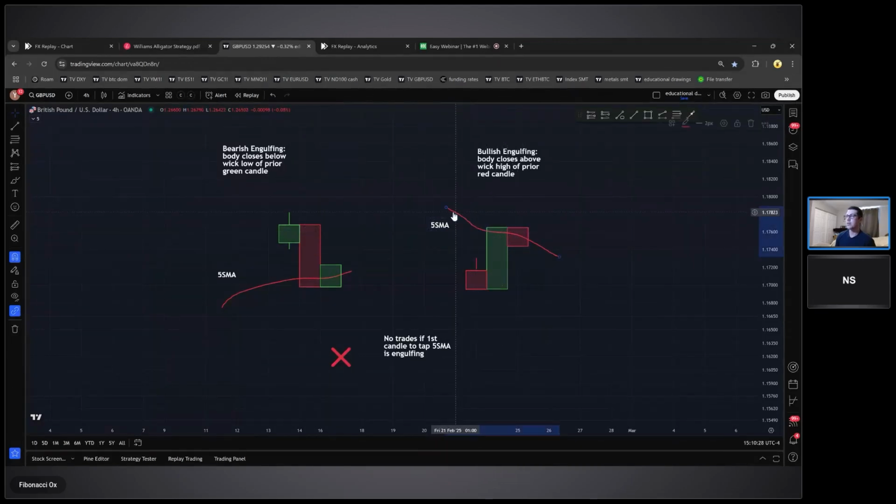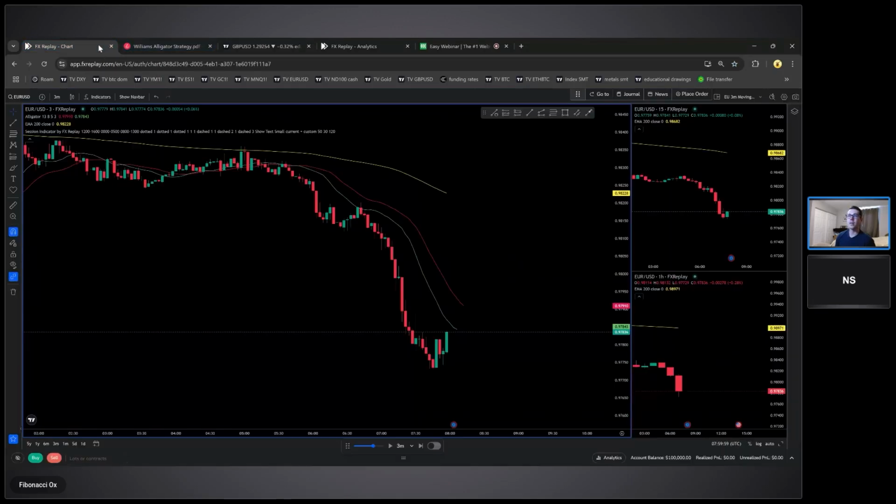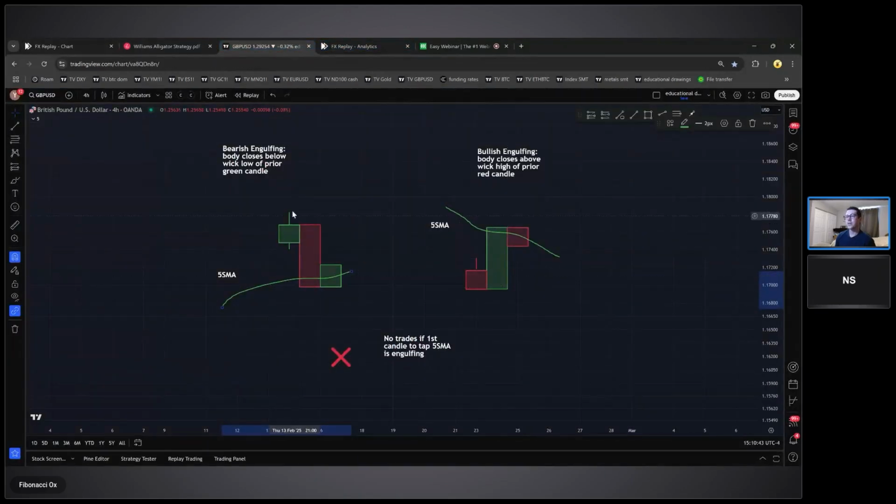I'll change it to green so it lines up with the Williams Alligator. But yeah, it's basically this first line from the Williams Alligator indicator. So that's really the only unique rule: if we have an engulfing candle that closes below the wick low and basically the entire candle, then we're not going to take those trades. And I'll show you guys a few more examples, but that's pretty much the bread and butter of the strategy.